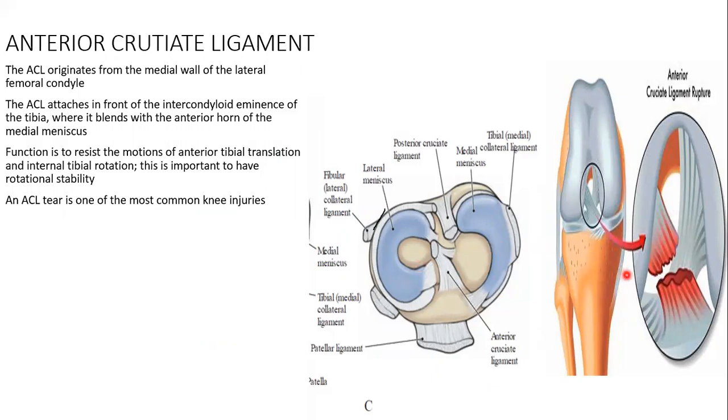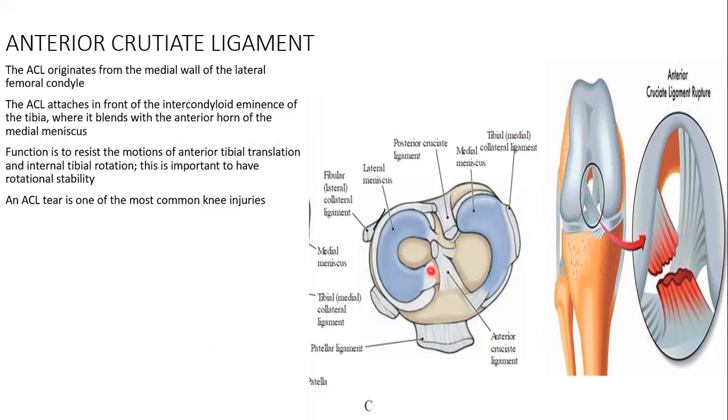When you look at this diagram, this is the anterior aspect of the knee joint. You have that ligament there, which you will see. This ligament originates from the medial wall of the lateral condyle of the femur. This is the lateral condyle of the femur, and that is the medial condyle of the femur. So the anterior cruciate ligament originates from the medial wall of the lateral condyle of the femur, then it attaches in front of the intercondylar eminence of the tibia, where it blends with the anterior horn of the medial meniscus.